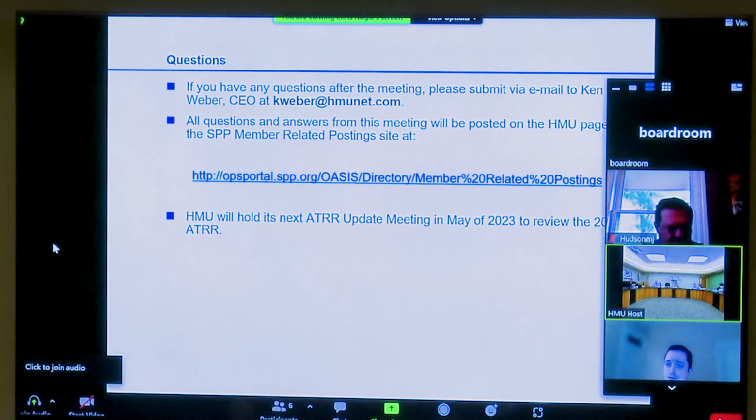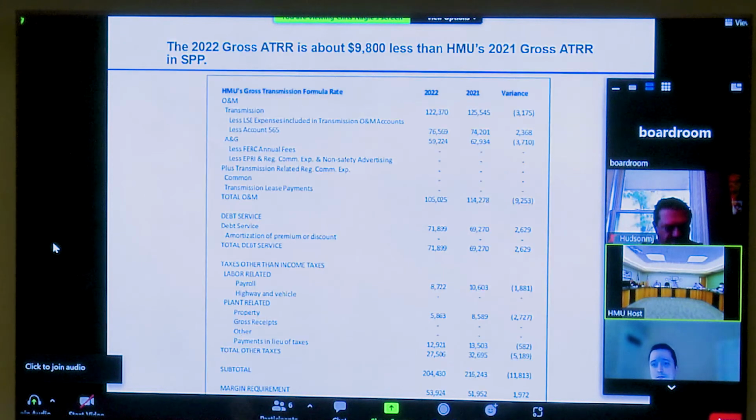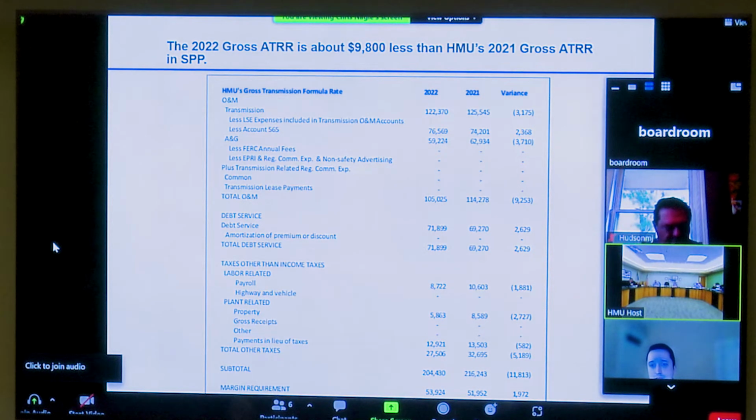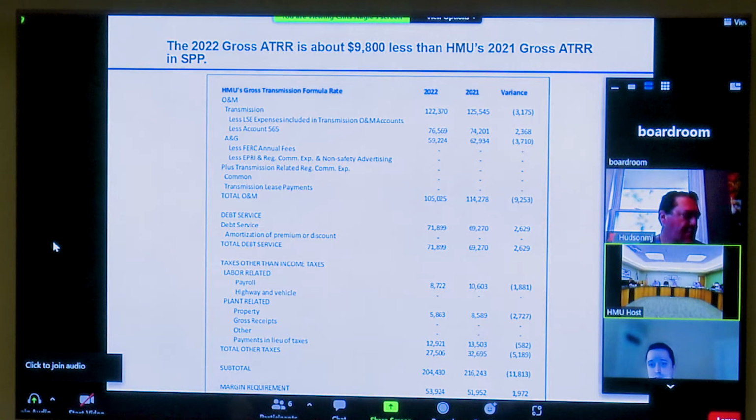Yeah, so, reference this slide, the 2021 column, two questions. One is, what impact did the polar vortex have on that cost? And then, are there inflationary factors brought into 2022?